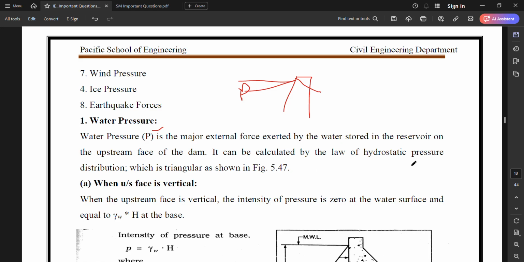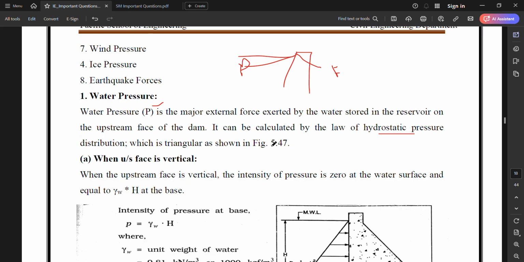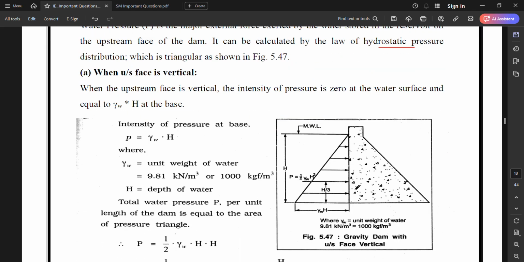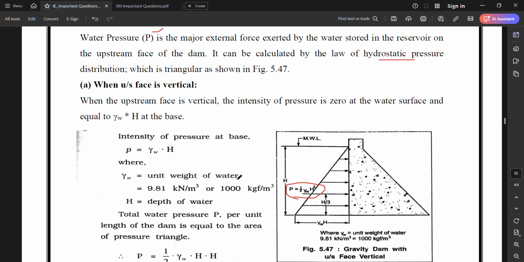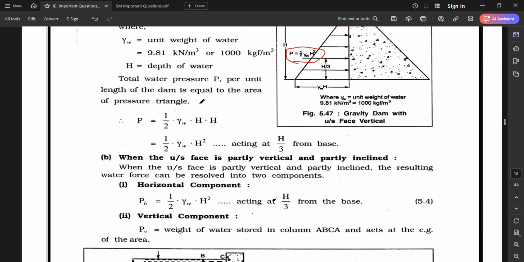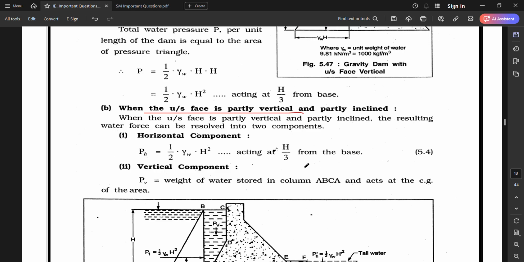We have studied these things, hydrostatic pressure, in the fluid mechanics subject during semester 4. The distribution is triangular as shown in the figure 5.470. So P here is the formula: P is equal to 1 half YW into H square. There are conditions: when the upstream face is vertical, and when the upstream face is partially vertical and partially inclined. This kind of case is also given.